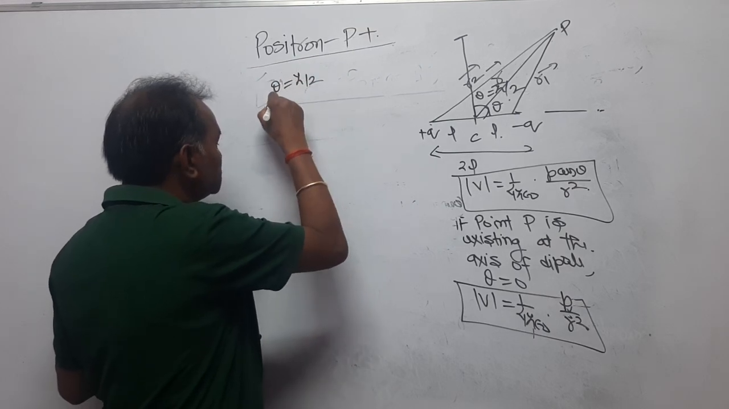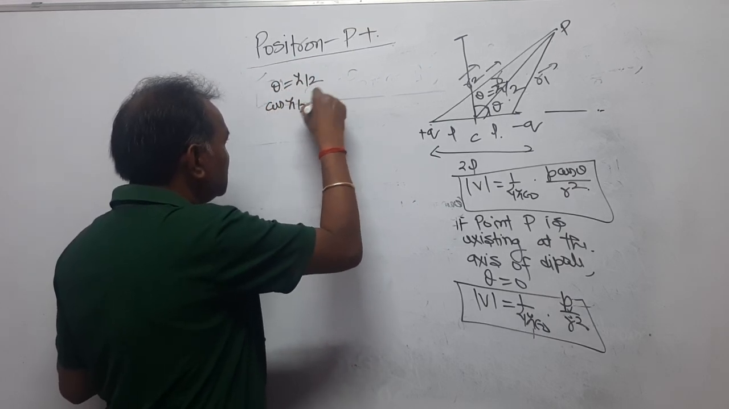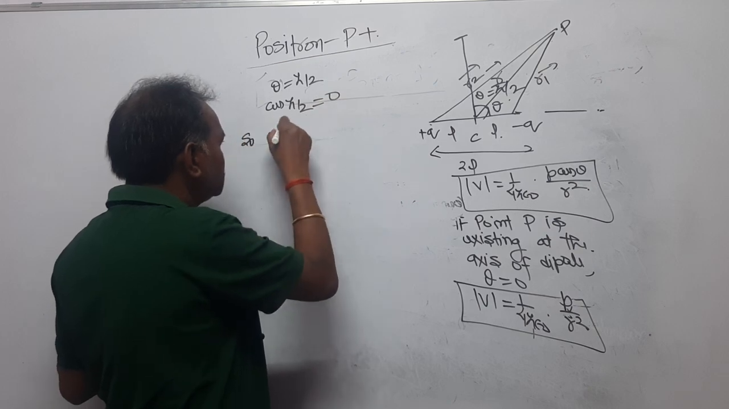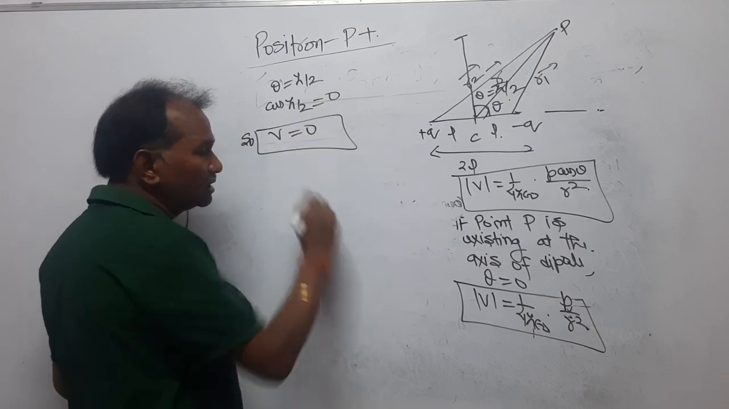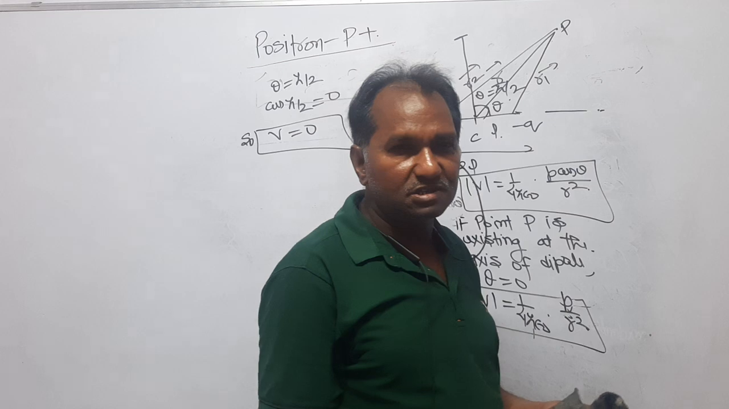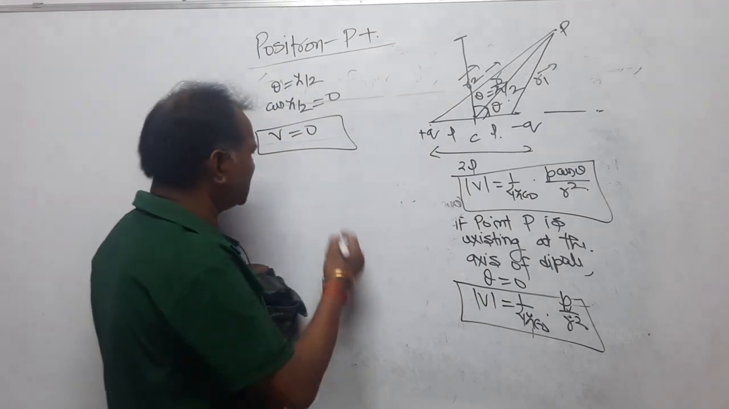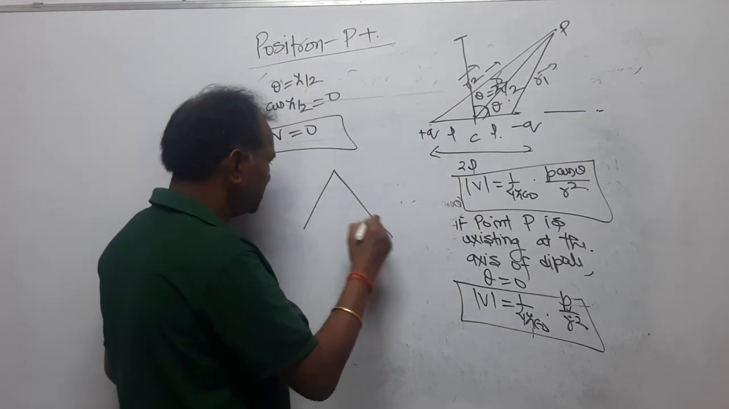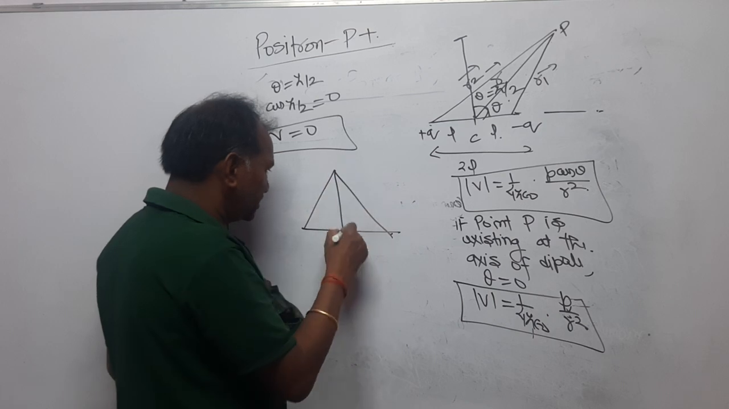In this case, cos pi by 2 vanishes, so V is equal to 0. The potential would be 0. And similarly, you can just watch from here also that it is a dipole.